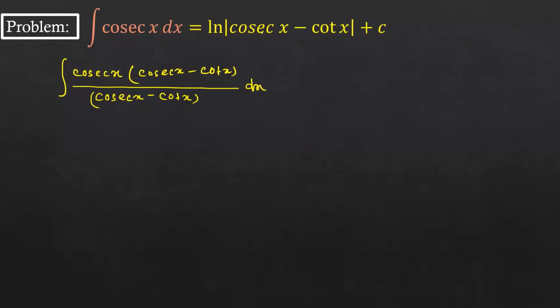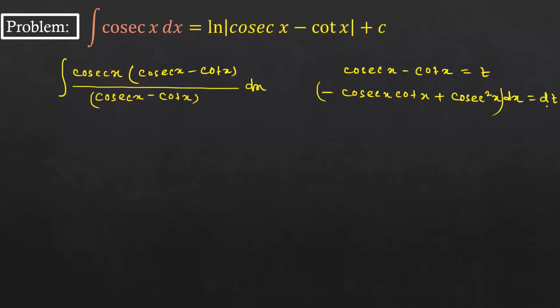By taking that, we put the denominator equal to t. That means cosec x minus cot x equals t. So that will give you minus cosec x cot x, and then for cot x, minus and again another minus, that means plus, cosec square x, and d of x will be dt. Am I right here? Yes. And you can see that this is the numerator part.